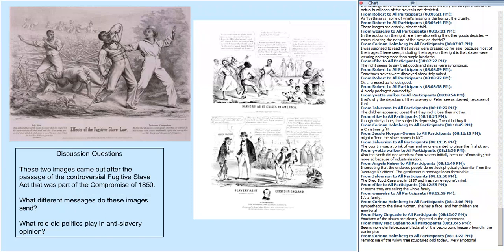So let's look a little bit at two other images. I know some of you were asking in the forum about the mindset of slaveholders. And while this isn't really the focus here, you can see in these two images two different depictions of the mindset. So these images both came out in 1850, just after the passage of the controversial Fugitive Slave Act that was part of that compromise bill of 1850.